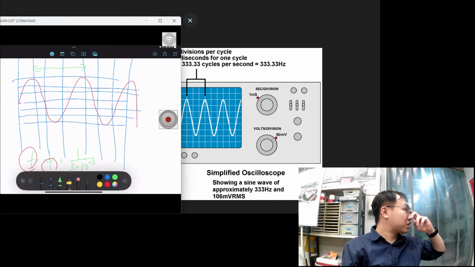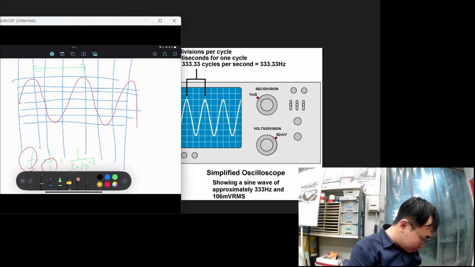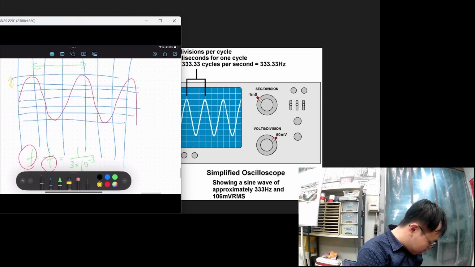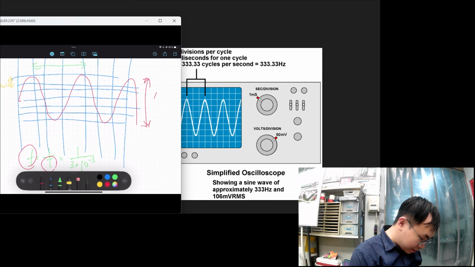Yes, my drawing is good. Okay, so they tell you this one division, how much is it? It's 50 millivolts, right? So you know that it is 6 divisions. So the peak to peak voltage is 300 millivolts, which equals 0.3 volts.